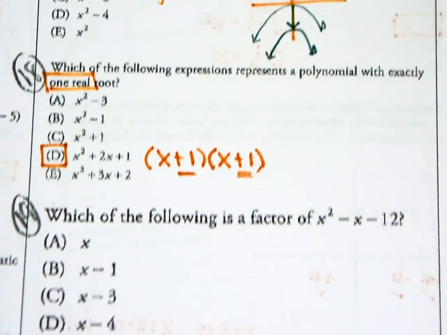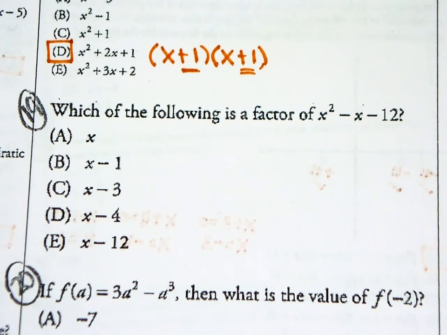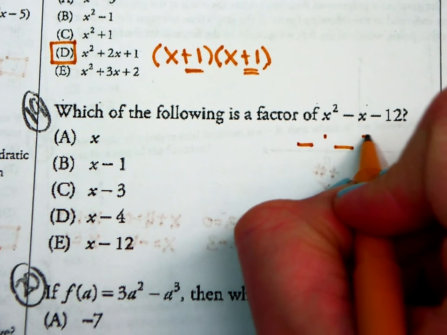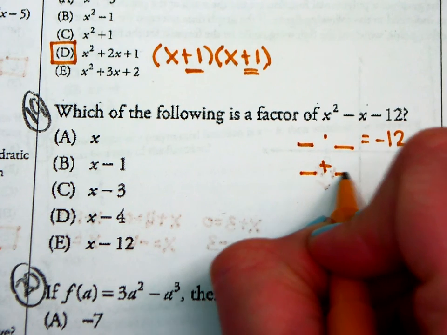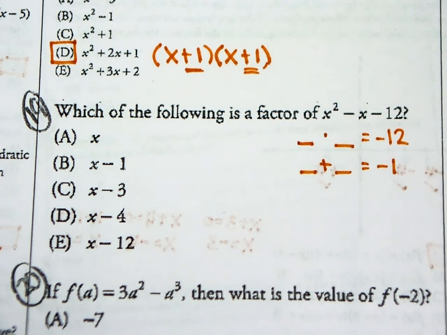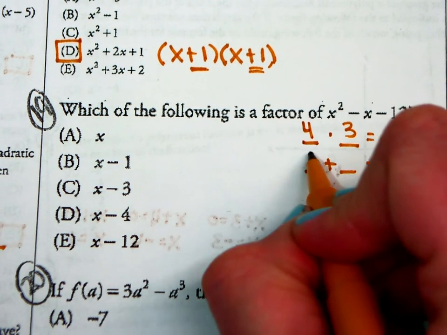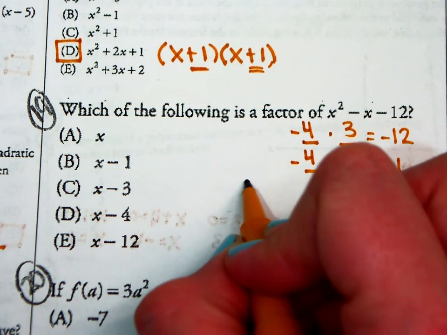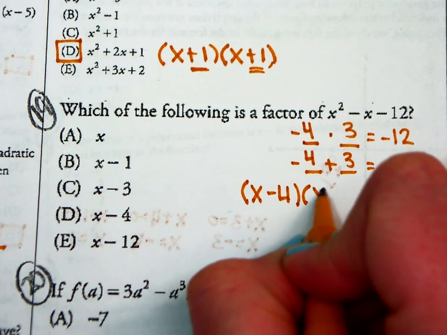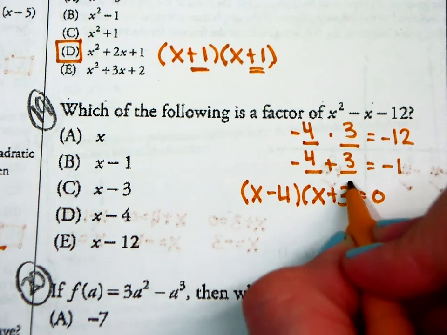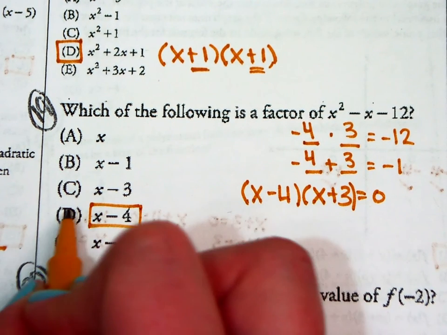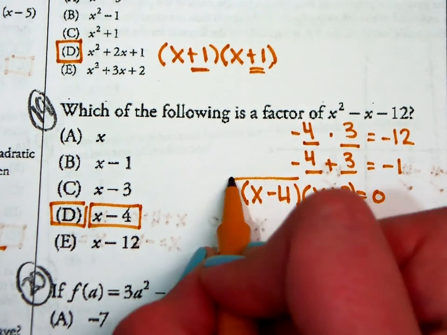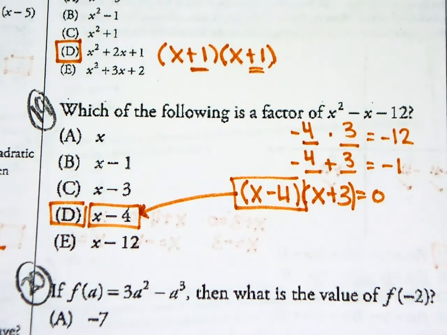Number 19, which of the following is a factor of x squared minus x minus 12? I'm just going to look for two numbers that multiply to equal -12 and those same two numbers that add to equal -1. The numbers that I'm using are going to be a 4 and a 3. And since I want them to add to -1, that would mean my 4 is negative. So this will break down into x minus 4 and x plus 3 equaling 0. And that factor is located right here, which is option D. So this one, x minus 4, is in fact a factor of our equation.